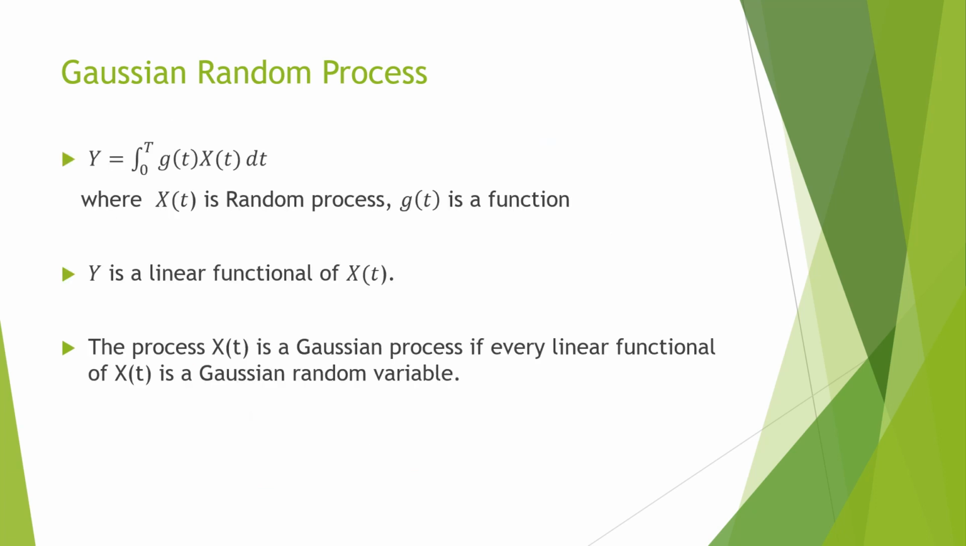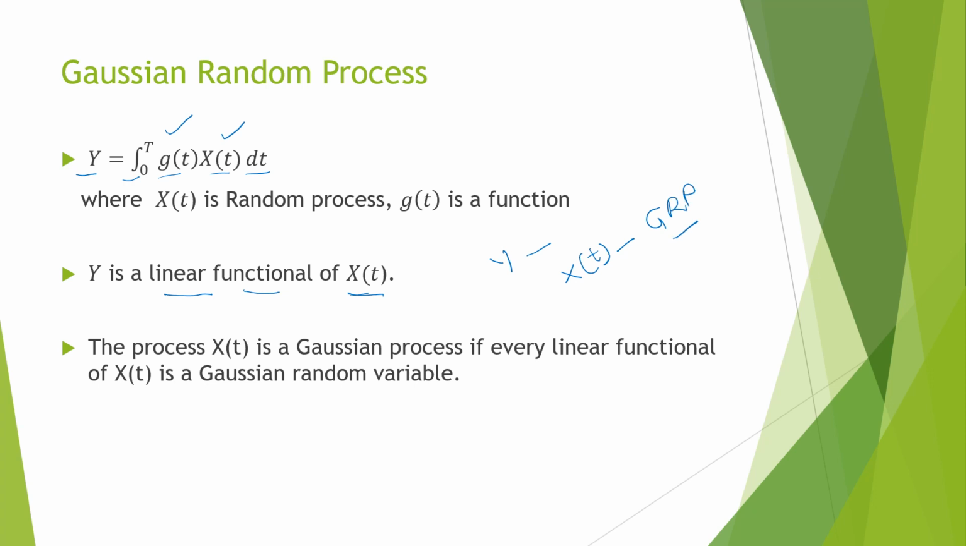Now we discuss the alternate definition of Gaussian random process. We take y = integral 0 to T g(t) x(t) dt, where g(t) is a deterministic function and x(t) is a random process. Y is under the integral the product of g(t) and x(t), so y is a linear function of x(t). If each linear function of x(t) leads to a Gaussian random variable, that is, the combination of g(t) and x(t) is giving y as a Gaussian random variable, then the process x(t) is known as a Gaussian random process.